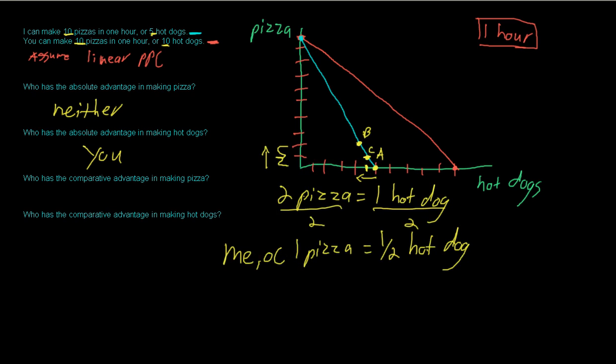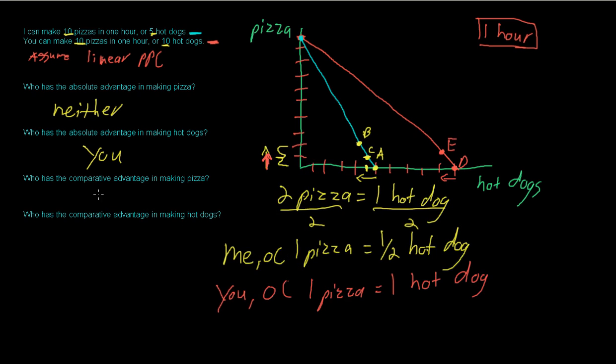Now we need to do this same thing for you. So for you, let's say that you also are making no pizzas right now. You're at point, we'll call this point D. For you to go from point D to point, we'll call it point E, you only have to give up 1 hot dog. For you to go from here to here, you increase your pizza production by 1 and you decrease your hot dog production by 1. So for you, the opportunity cost of 1 pizza is equal to 1 hot dog.